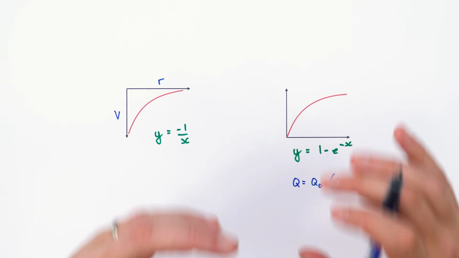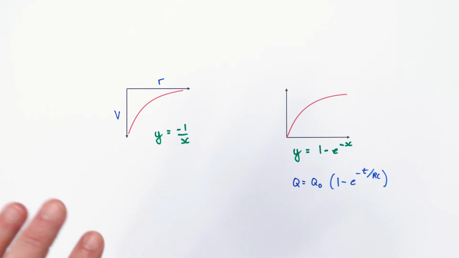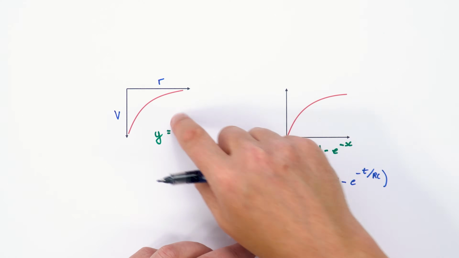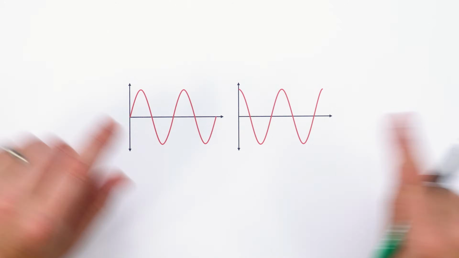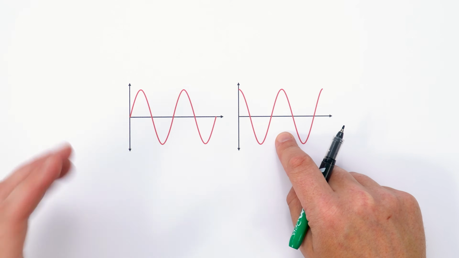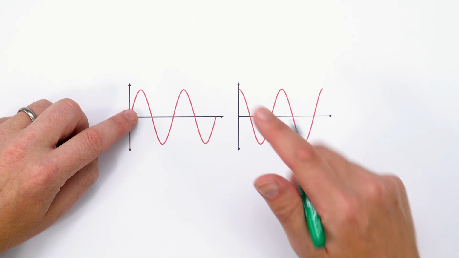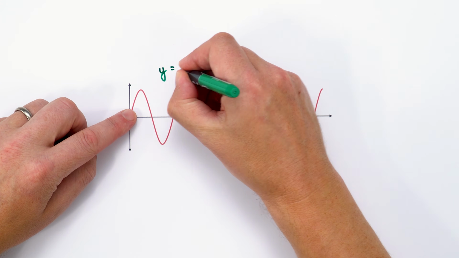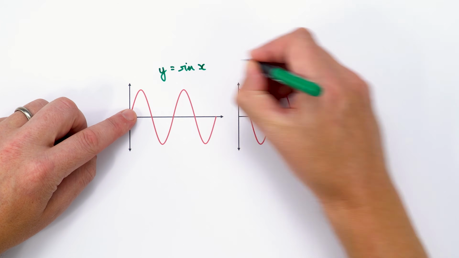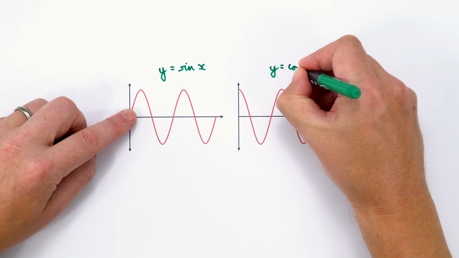That will be introduced at the right time in the course. So these things here are other shapes of graphs that you're going to see as we go through A-level physics. Now the shape of these will be familiar, especially if you've been looking at waves at GCSE, but what we have is y is equal to sine x and y is equal to cos x.